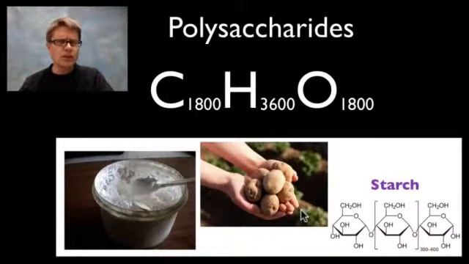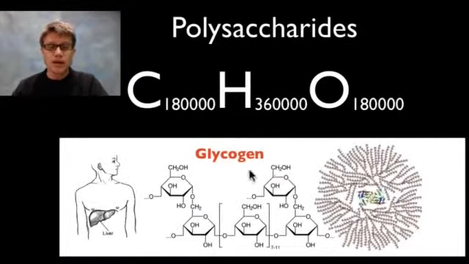Now why are plants doing this? Why are they making these large molecules? They're storing energy in the starch molecules so they can use it by chopping it down into individual monosaccharides. Now can we do that? You bet. We've got glycogen.